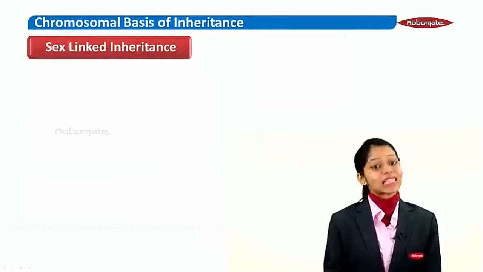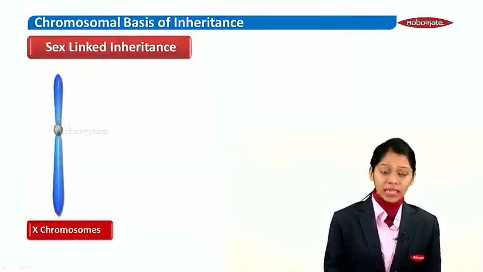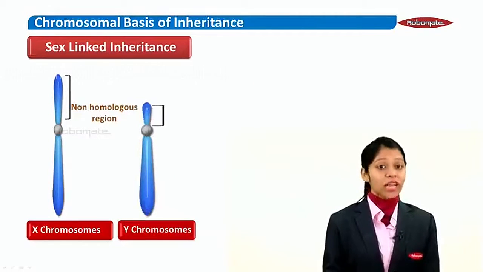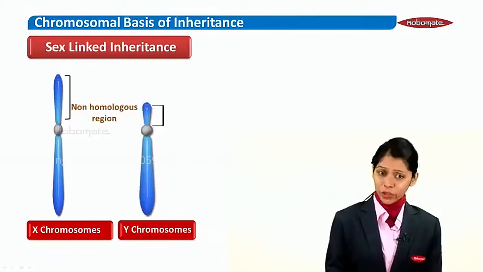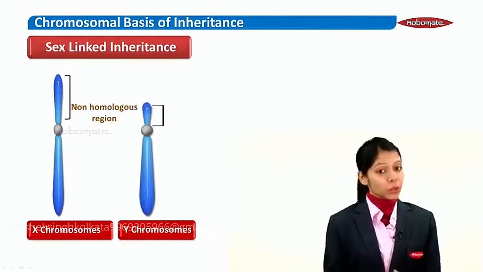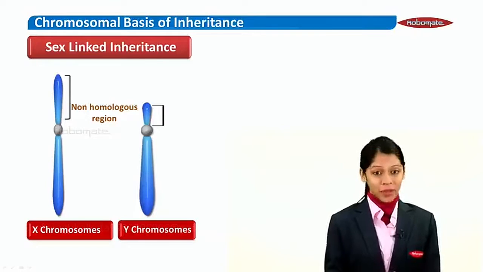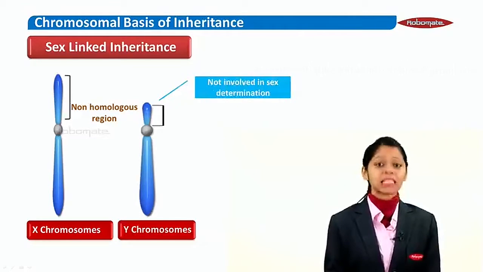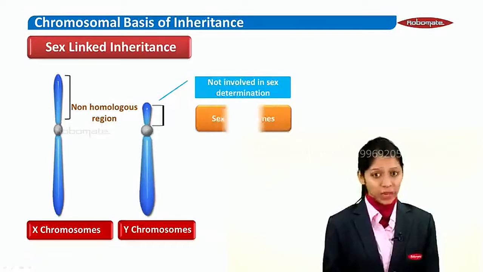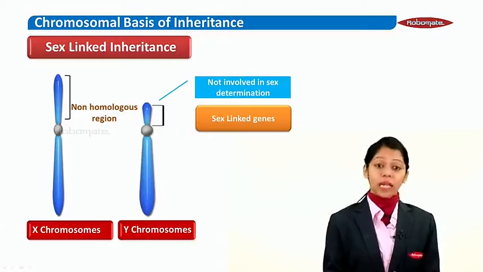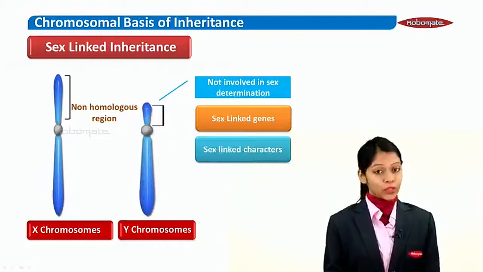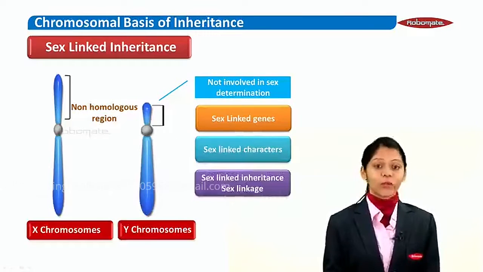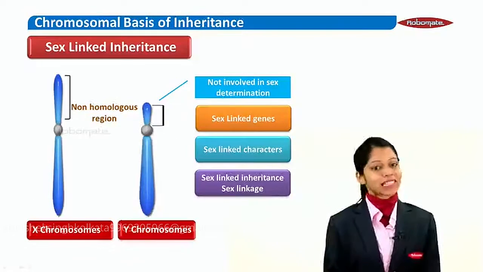Now, sex-linked inheritance. Sex-linked inheritance is due to the sex chromosome in a region called the non-homologous region. If you can recollect, these are those regions which do not participate in crossing over during meiosis. These regions are not involved in sex determination. These genes are called sex-linked genes. They are responsible for inheriting sex-linked characters, and the pattern is known as sex-linked inheritance or sex linkage.